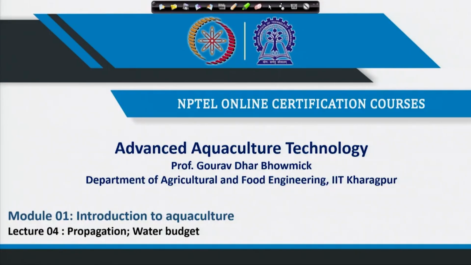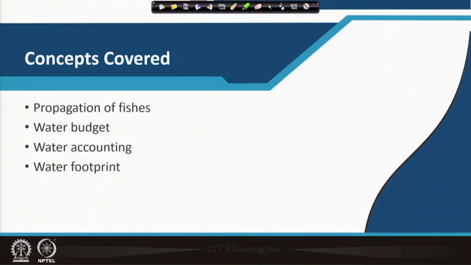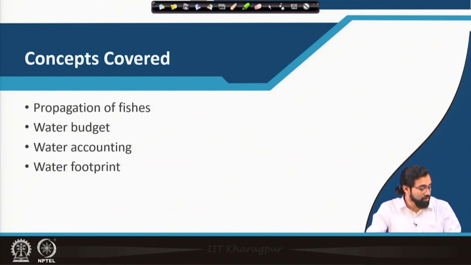Hello everyone, welcome to the course Advanced Aquaculture Technology, the fourth lecture of module 1, which is propagation and water budget. In these modules we have already learned some basic aquaculture concepts, and now we will go ahead with the propagation of fishes, water budget, water accounting, and the water footprint of aquaculture systems and management.